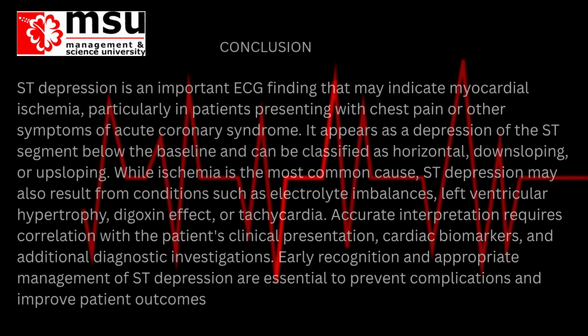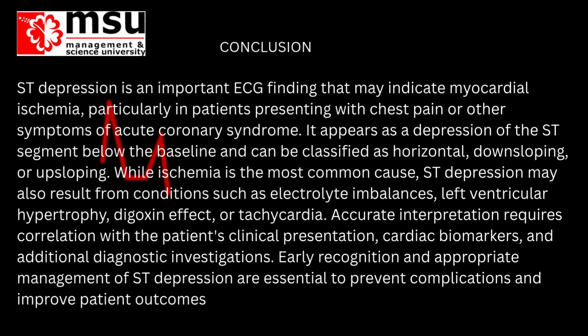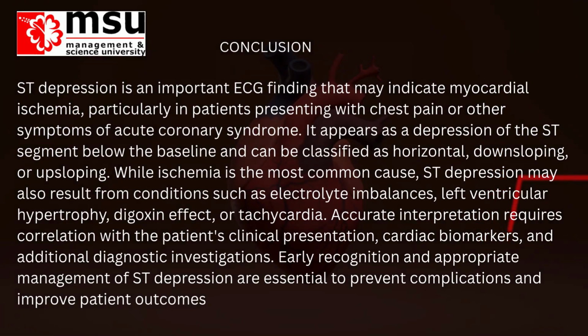For conclusion, ST depression is an important ECG finding that may indicate myocardial ischemia, particularly in patients presenting with chest pain or other symptoms of acute coronary syndrome. It appears as a depression of the ST segment below the baseline and can be classified as horizontal, downsloping, or upsloping. While ischemia is the most common cause, ST depression may also result from conditions such as electrolyte imbalances, left ventricular hypertrophy, digoxin effect, or tachycardia.